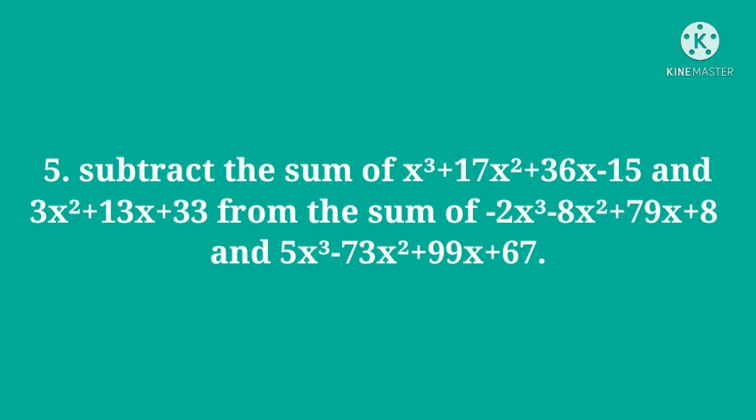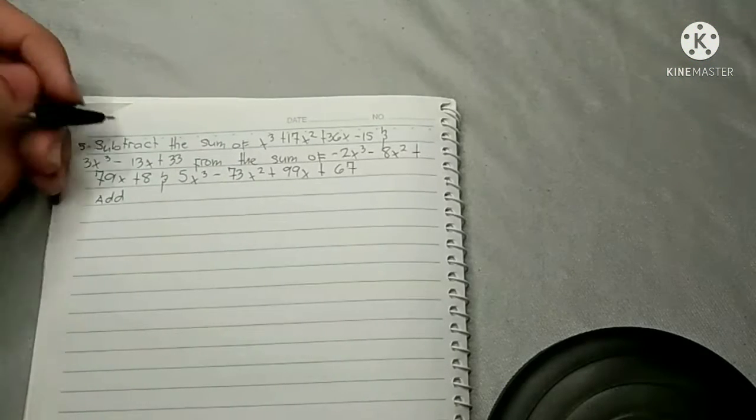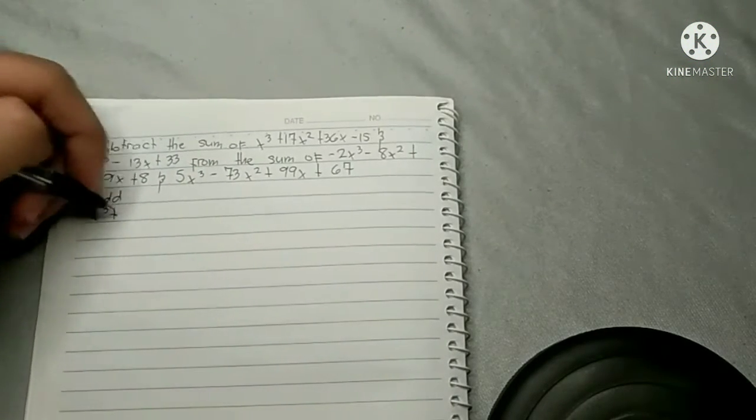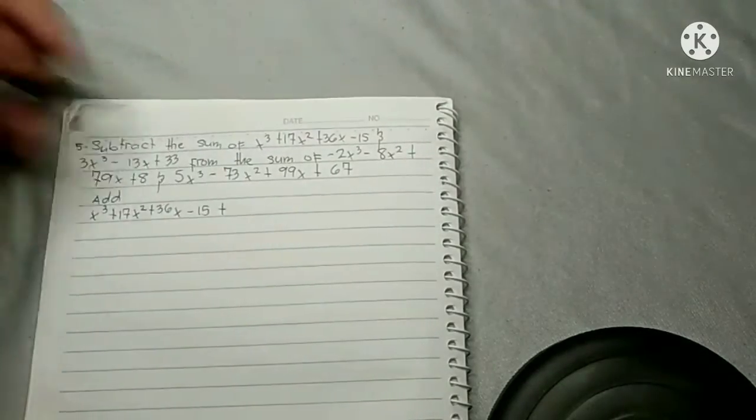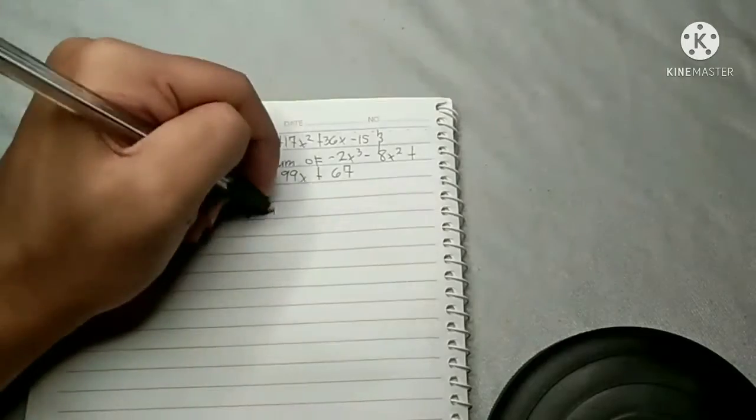Then for number 5, we need to subtract the sum of x cubed plus 17x squared plus 36x minus 15 and 3x squared plus 13x plus 33 from the sum of negative 2x cubed minus 8x squared plus 79x plus 8 and 5x cubed minus 73x squared plus 99x plus 67. So now we need to find the sum of x cubed plus 17x squared plus 36x minus 15 plus 3x squared minus 13x plus 33.